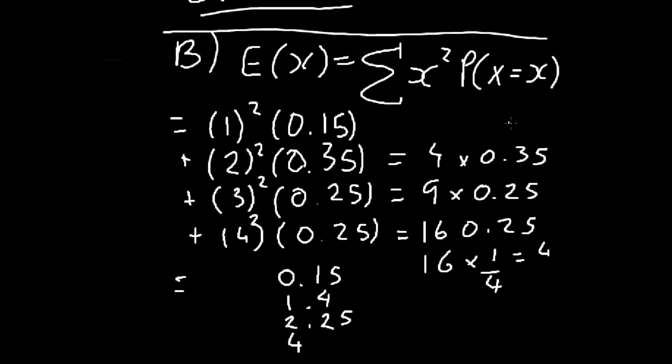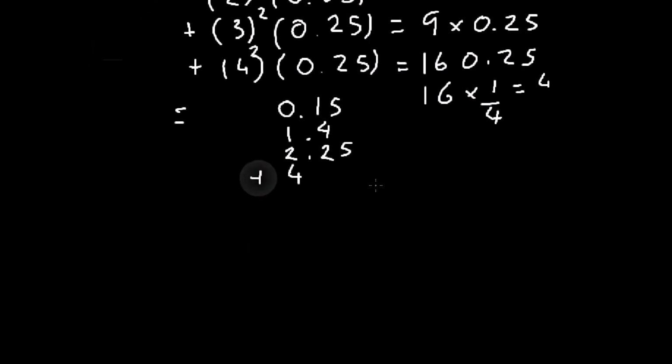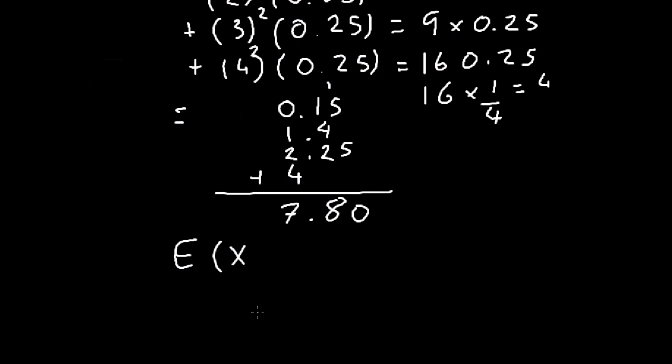Okay, so now let's go ahead and let's add everything up, right? And so we're left with the 5s add together, that gives me a 0, carry the 1, so that's a 2, and 2 plus 4 plus 2 is 8, and then we've got a 7 here. So 7.8 is this E of x squared.